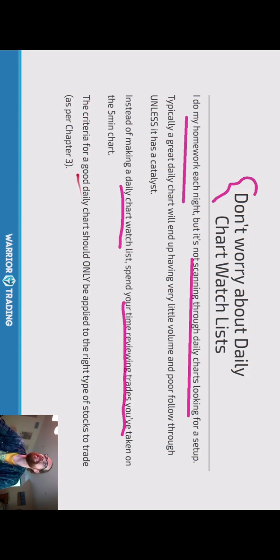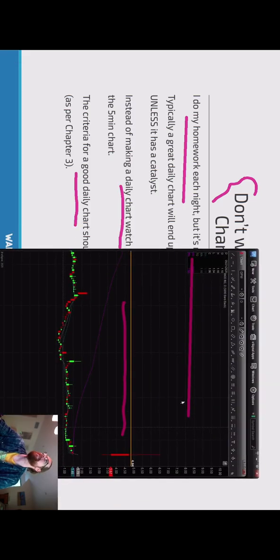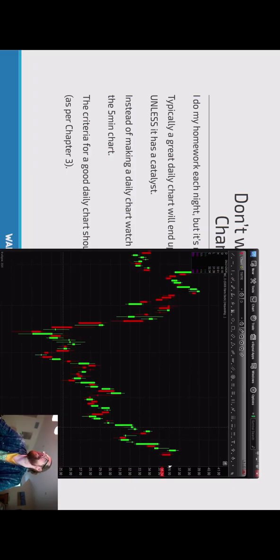And again, the criteria for a good daily chart should only be applied to the right type of stocks. If you start trying to analyze the daily chart of a stock like Twitter or something, this isn't something that I'm interested in day trading. So this daily chart, although you could break down levels on it and say there's gaps here and windows here, realistically, you can see how it does have resistance here. To a certain extent, it's respecting that, but it's not something that I'm going to day trade. So I'm not going to really waste my time trying to break down that type of chart.